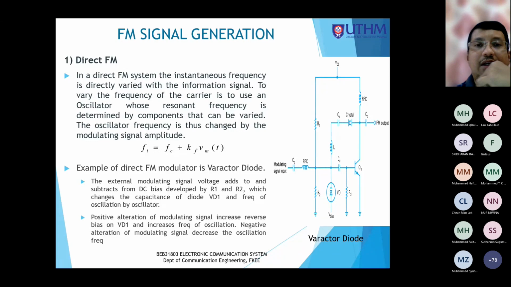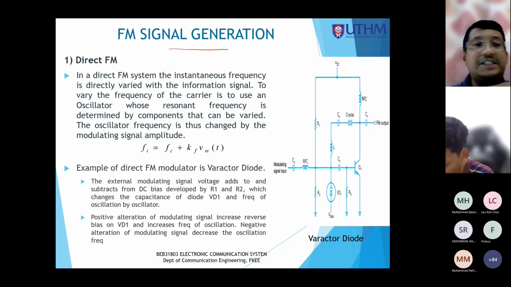So actually we have learned about FM signal generation. For signal generation, this happens in the transmitter. Okay, and this is also related to your project actually, where you need to design the transmitter and the receiver system.